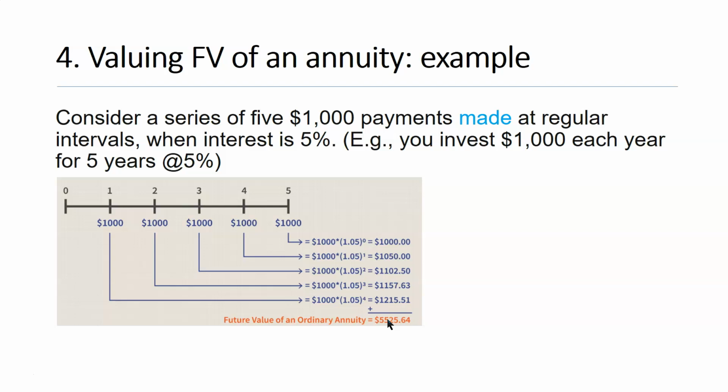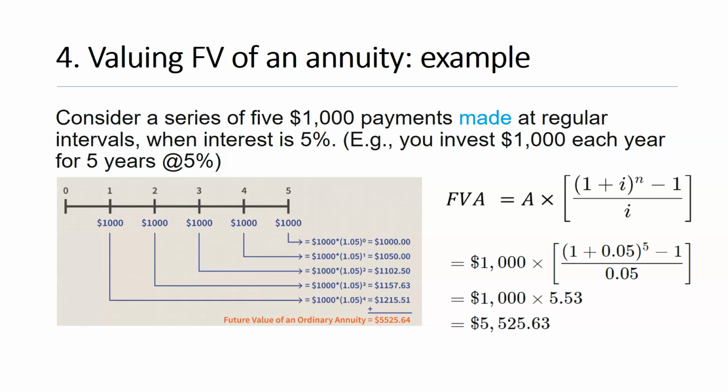However, rather than calculating each payment individually and then adding them up, you can use the formula which will tell you how much you will get at the end. Straight away, just plug in the numbers. Your annuity payment is $1,000, interest rate is 5%, and number of periods is 5. Apply it, make calculation, and you will end up with the same number. A small difference here, 1 cent difference, is due to rounding. That's how you use this specific formula.